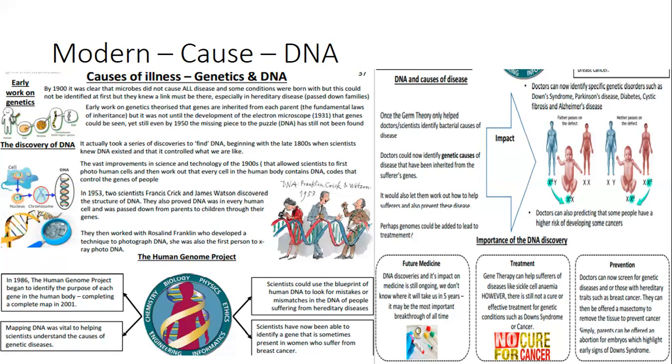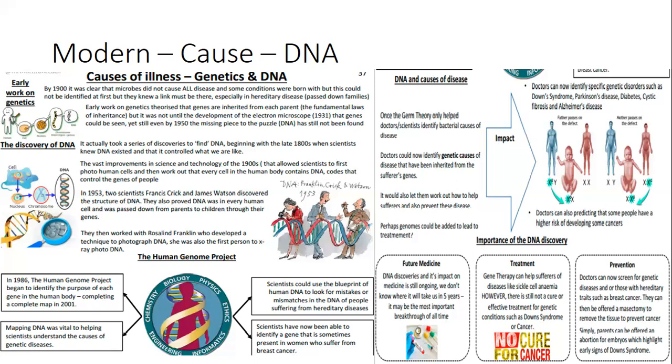Now, scientists could use the blueprint of human DNA to look for mistakes or mismatches in the DNA of people suffering from hereditary conditions. And if they identify the mistake or the mismatch in their DNA, they might be able to identify the gene which might lead to a further treatment later on. So scientists have now, for example, been able to identify a gene that's sometimes present in women who suffer from breast cancer, which can lead to the woman choosing to have a mastectomy, which is removing their breast to prevent them from having breast cancer when they're a little bit older.